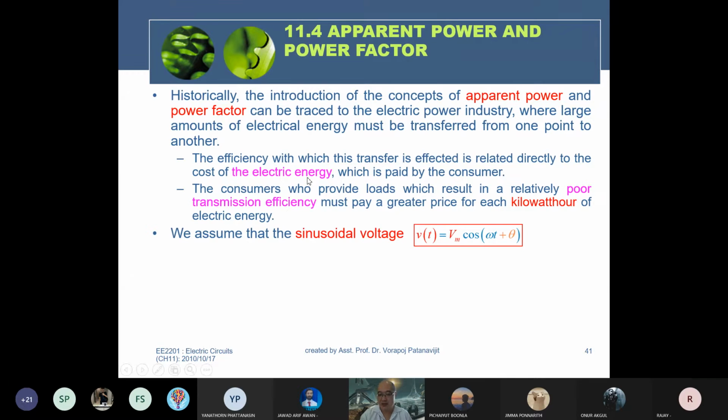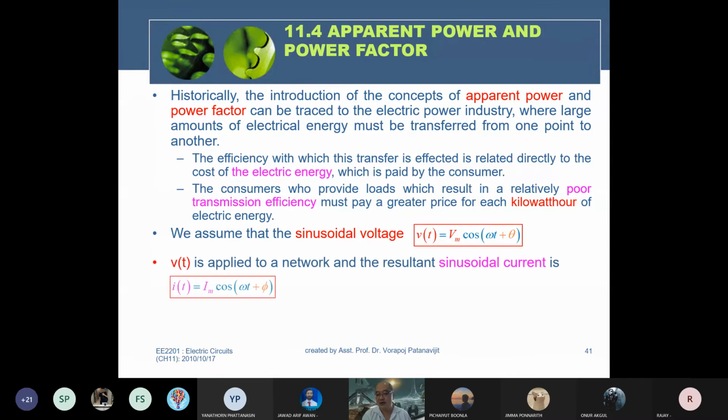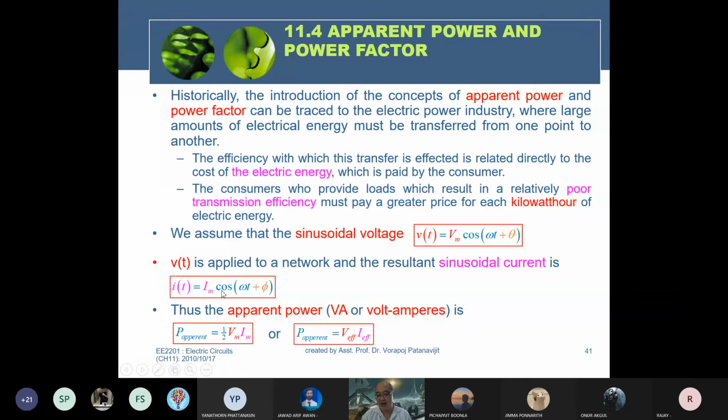Okay, now about this idea, we assume that the sinusoidal voltage is v(t) equal to Vm cos(omega t plus theta). v(t) is applied to the network, and the resulting sinusoidal current is represented here. If the voltage is here, the current is applied here. Okay, and the apparent power means you multiply the voltage and the current directly.